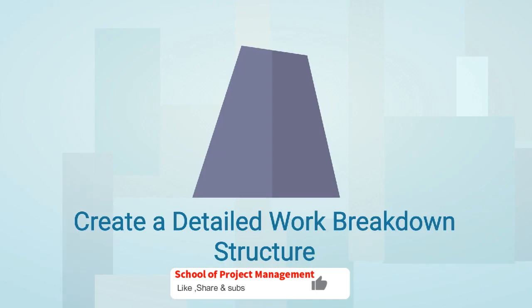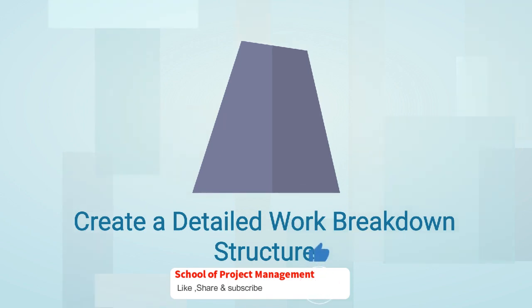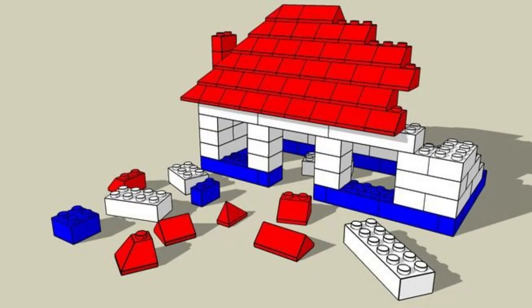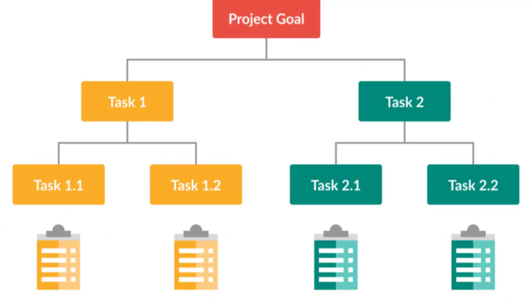Number 2, create a detailed work breakdown structure. Basically, break your project into smaller and manageable tasks. Think like a Lego box. A project basically consists of so many activities and tasks which you need to perform to reach the objective. You need to make sure that all those activities are grouped and broken down into several groupings, which is basically known as work breakdown structure.